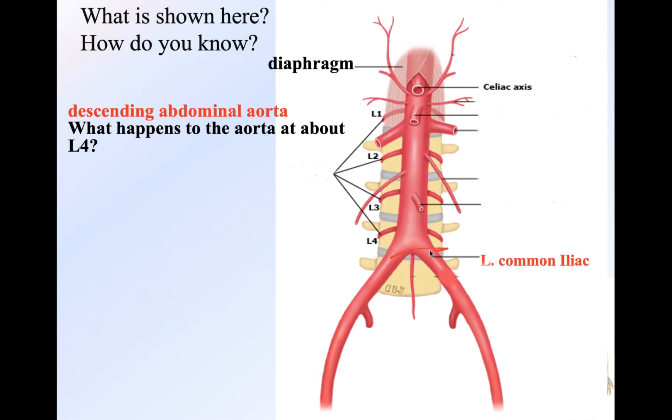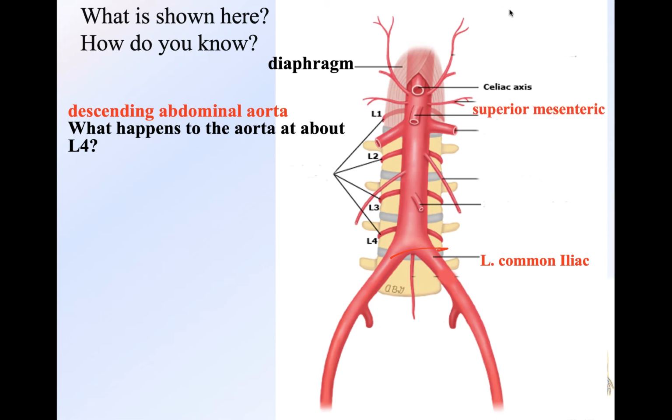And it branches into the common iliac. And so this is the left common iliac. We're looking at the front of the person, and so the left is over to this side. Okay, and this will be the right common iliac, and you can see that it branches fairly quickly as well. We'll look at that branch in just a bit.